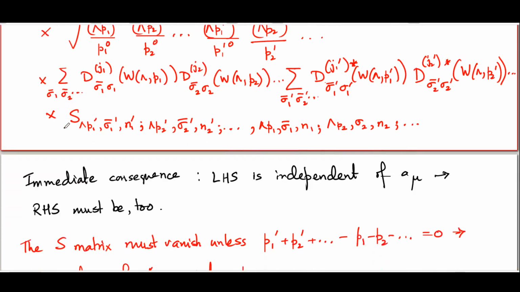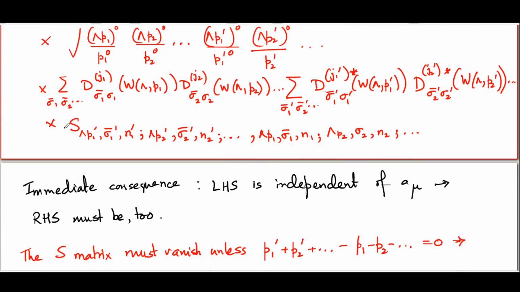the exponent must vanish. So the S matrix must vanish unless the sum of all the outgoing 4 momenta minus the sum of all the incoming 4 momenta is 0. In other words, there will be no possibility of a transition from alpha to beta unless the total 4 momentum of the initial state is exactly equal to the total 4 momentum of the final state. So Poincare invariance here imposes the conservation of energy momentum.